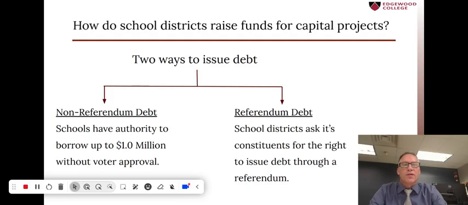And how do schools raise funds for capital projects? Well, really they do this through issuing debt, and they can do this in a couple of ways. First, they can issue debt through non-referendum debt service, and that simply is schools have the authority to borrow up to $1 million without asking the taxpayer for its approval. They also can go to the taxpayer through referendum, and they can ask for the right to borrow for a large capital project. And we call this issuing debt, which means basically they're going to borrow money and they'll have a debt service schedule or a debt on their record.